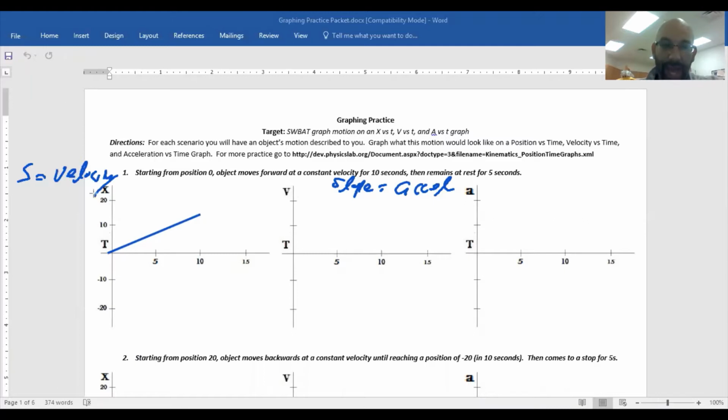Okay. And then we remain at rest. So if we're at rest, we have no velocity, which means we have no slope. So no slope is a flat line. All right, so that's what the first one should look like. Constant velocity, linear line, no velocity, flat line.